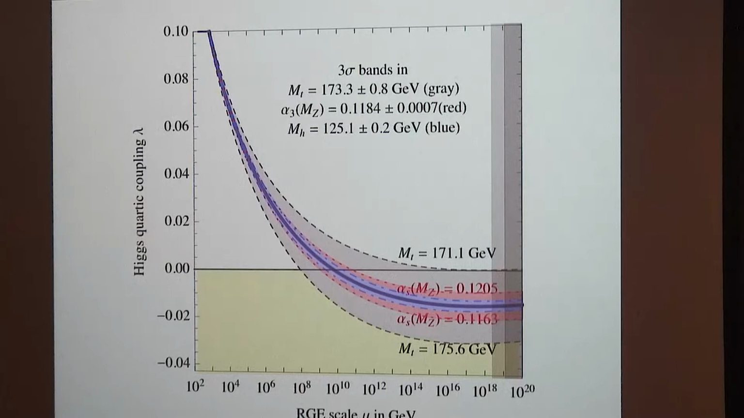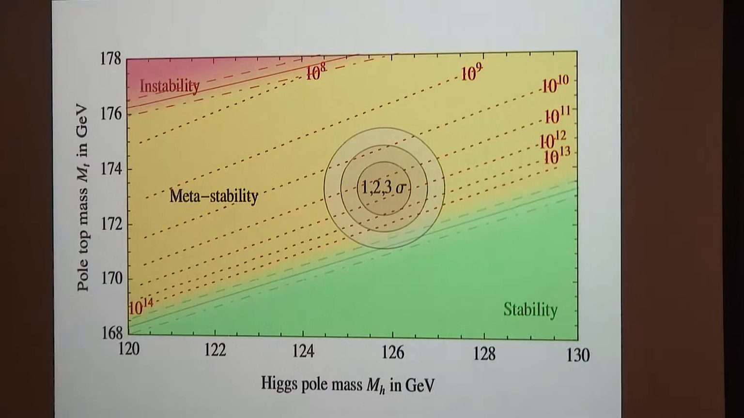And you can see also that the width of this band relates to uncertainties in the input parameters, m_top and alpha_s at the Z mass and so on and so forth. So if you now translate this into a plot that tells you whether we should be having this conversation or not, meaning that we actually should be tunneling into a new vacuum, that would have quite violent implications.